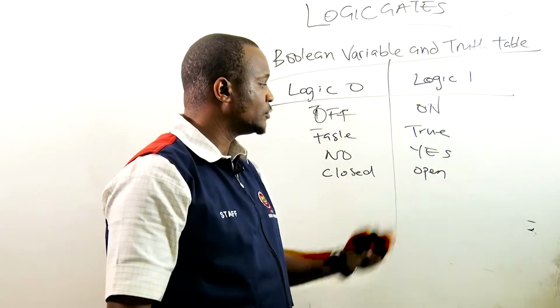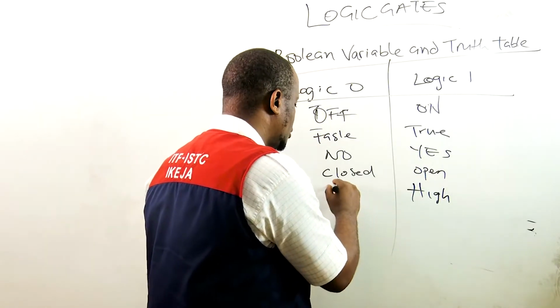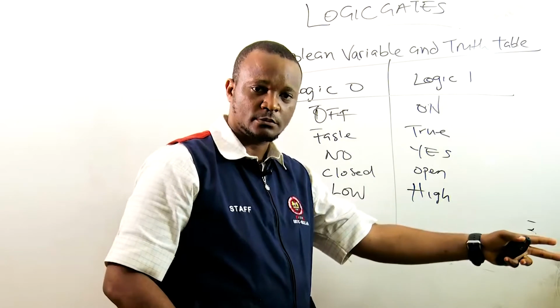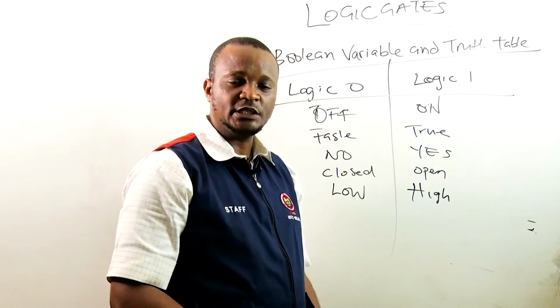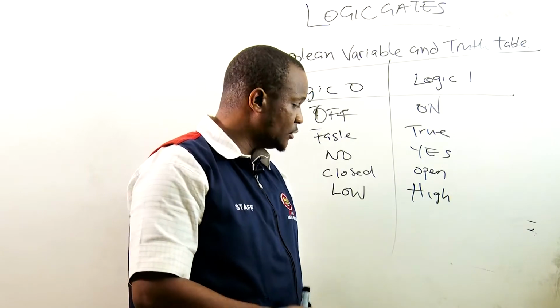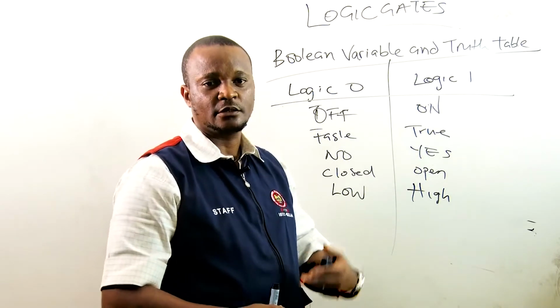So when you say 1, 1 can be high. I want the temperature to come high. When it becomes high, I put 1. When it is low, output 0. So when the system sees 0, it knows it is low or off. And when it sees 1, it's like on.